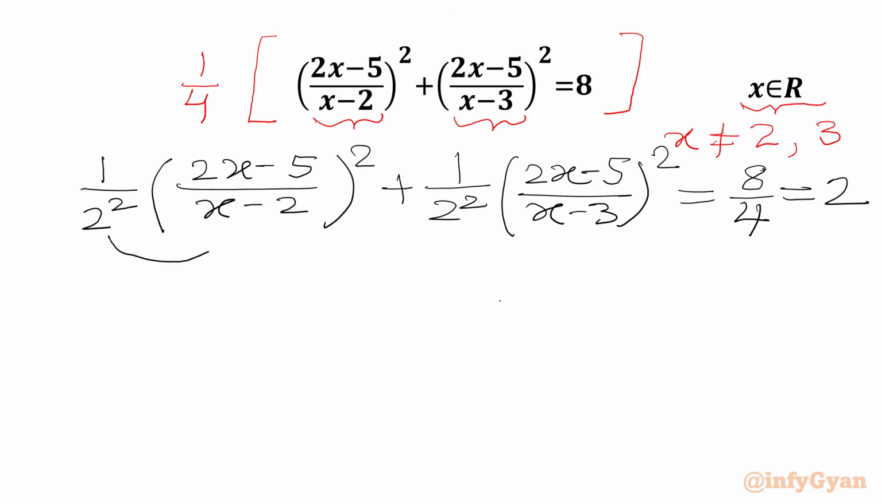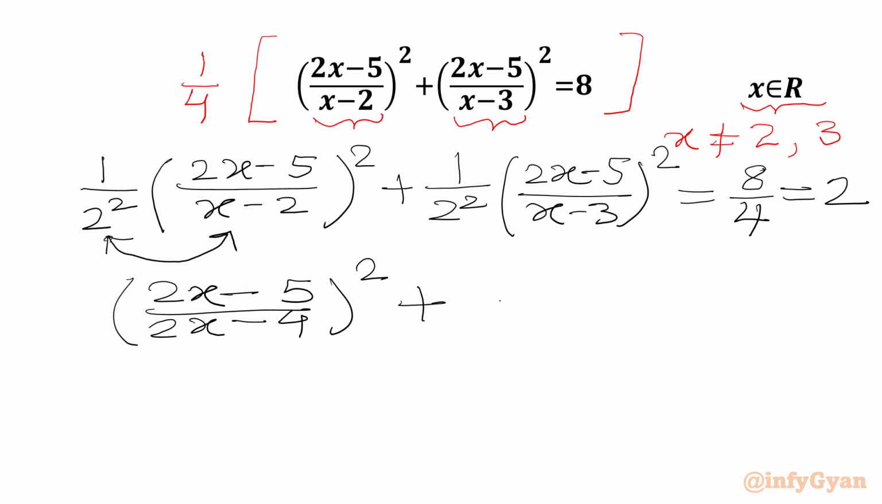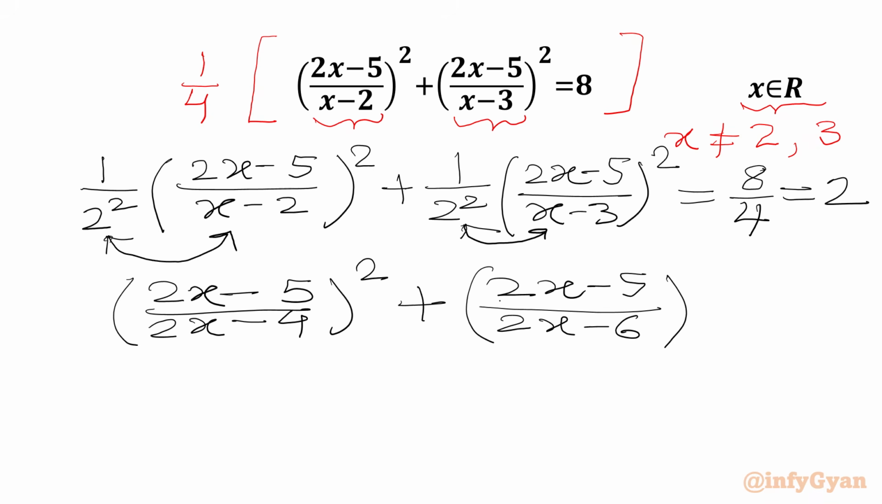Now we will multiply 2 with x minus 2 with exponent 2. So it is 2 times x minus 2, which will be 2x minus 4 in the denominator. We will write 2x minus 5 over 2x minus 4 whole square plus 2x minus 5 over this 2 will get multiplied with x minus 3. So we will get 2x minus 6, and then we have whole square. RHS is 2.